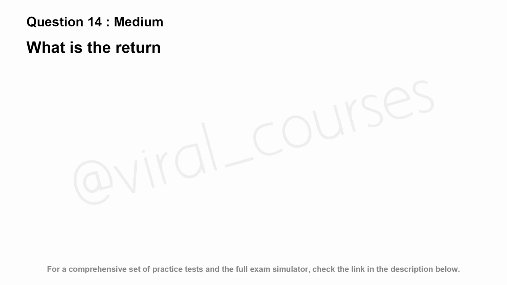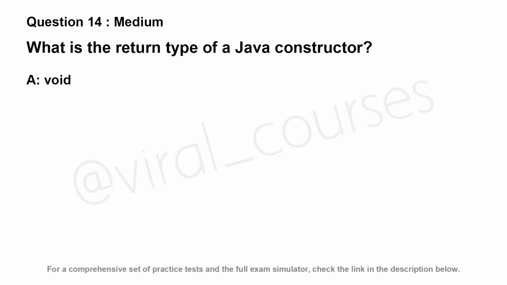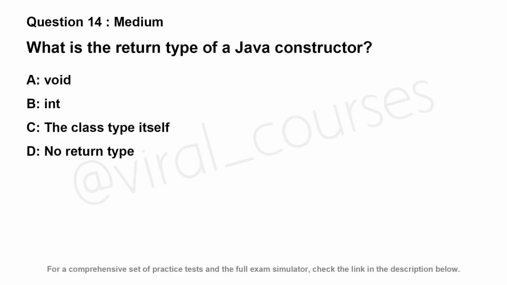What is the return type of a Java constructor? Option A, void. Option B, int. Option C, the class type itself. Option D, no return type.